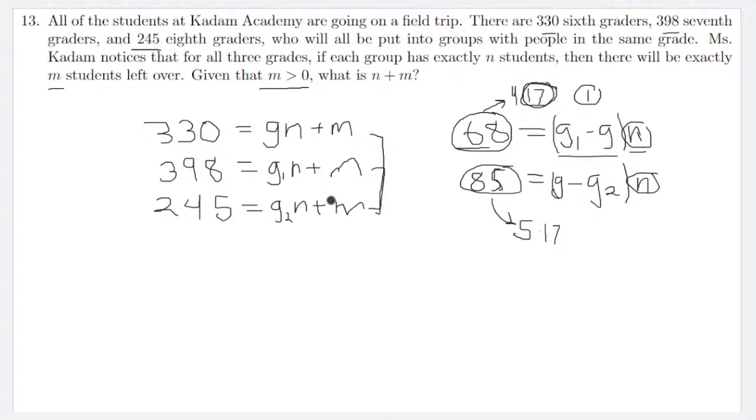So actually, now that we found 17, we can go back and calculate m. So remember that m is just the remainder. So 330, when divided by 17, leaves a remainder of 7. Yeah, something plus 7 over 17. So m is 7, n is 17, so n plus m is 24.